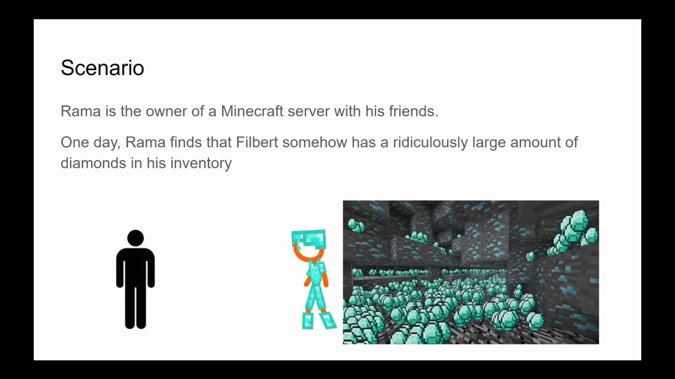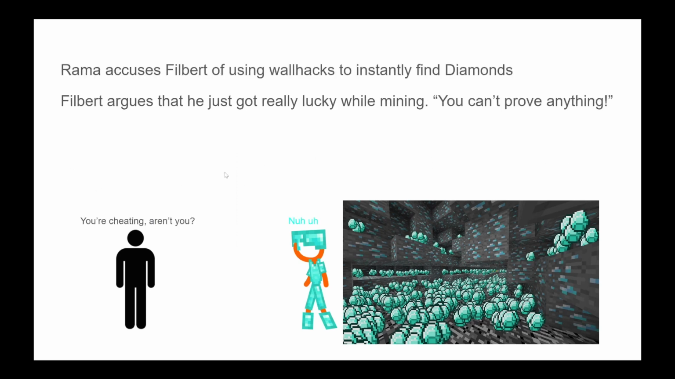So, imagine this scenario. Rama is the owner of a Minecraft server with his friends. One day, Rama finds that Filbert somehow has a ridiculously large amount of diamonds in his inventory. Rama accuses Filbert of using wall hacks to instantly find diamonds. Filbert argues that he just got really lucky while mining, and he says that Rama can't actually prove anything.